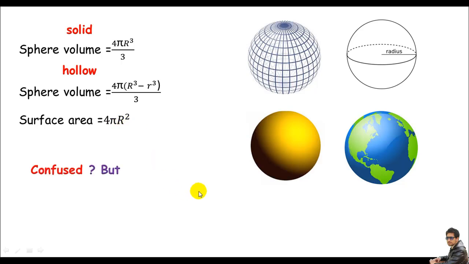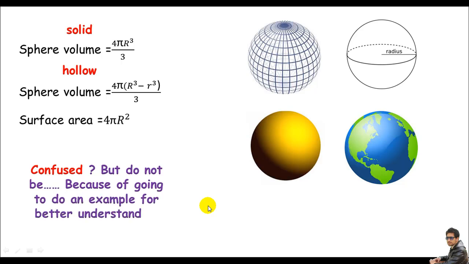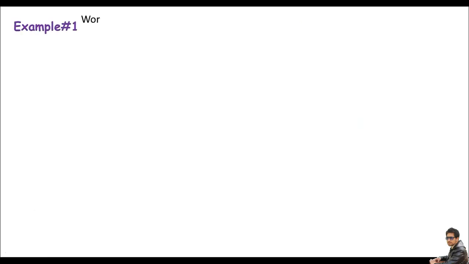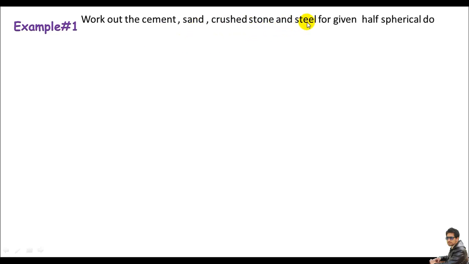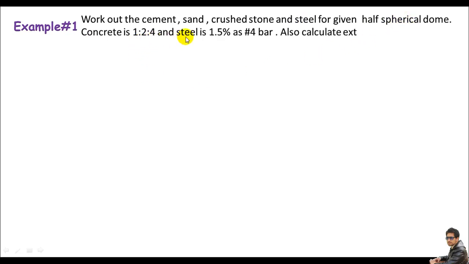I think you're confused, right? But don't be, because I'm going to do an example for better understanding, right? And let's do, of course, an example. This is example 1, and we are asked to work out the cement, sand, crushed stone, and steel for the given half spherical dome. The concrete is 1:2:4, and the steel is 1.5%. And only number 4 bar will be used. We are also asked to calculate external surface paint, which means we'll paint the external surface of the dome, so we need the area for painting, right?